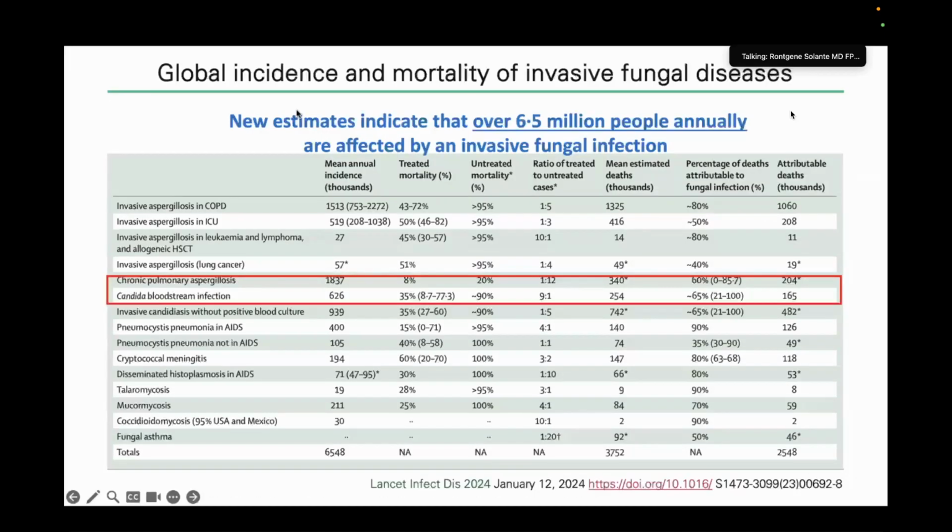Okay, so I'm now in the last part of the slides. I will just be showing you how bad the global incidence of fungal infection is, causing an annual number of deaths. No, so it says here the new estimate indicates that over 6.5 billion people annually are affected by an invasive fungal infection. This is a publication by Lancet Infectious Diseases in 2024, so last year. And it shows here the different types of fungal infection ranging from chronic candida, pneumocystis, you have cryptococcal, you have mucormycosis, you have invasive aspergillosis. No? So that is how varied these fungal infections are.